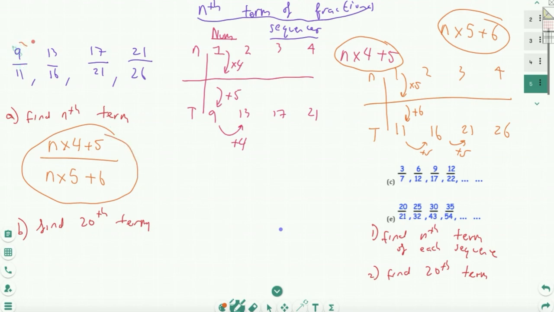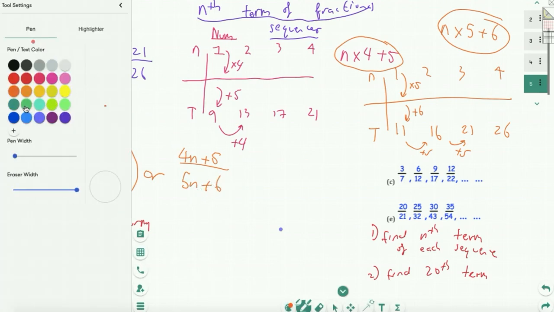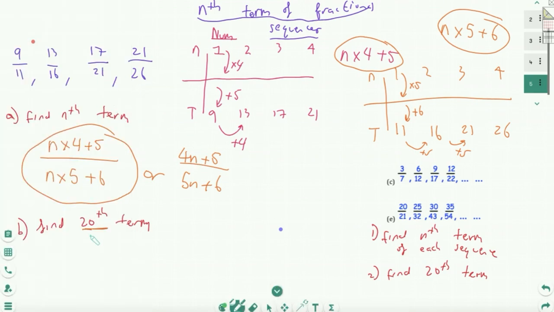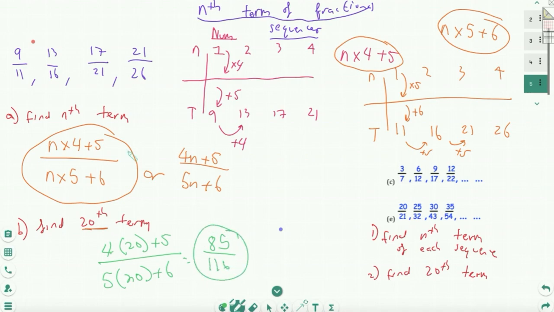It's just realizing that the numerators have their own sequence, and the denominators have their own sequence. To make this neater, of course, you can write n times 4 as 4n plus 5, and then 5n plus 6. And then someone says find the 20th term. All we do is replace n with 20. So instead of 4 times n, we're going to do 4 times 20 plus 5, over 5 times 20 plus 6. 4 times 20 is 80, plus 5 is 85. 5 times 20 is 100, plus 6 is 116. And that's the 20th term.